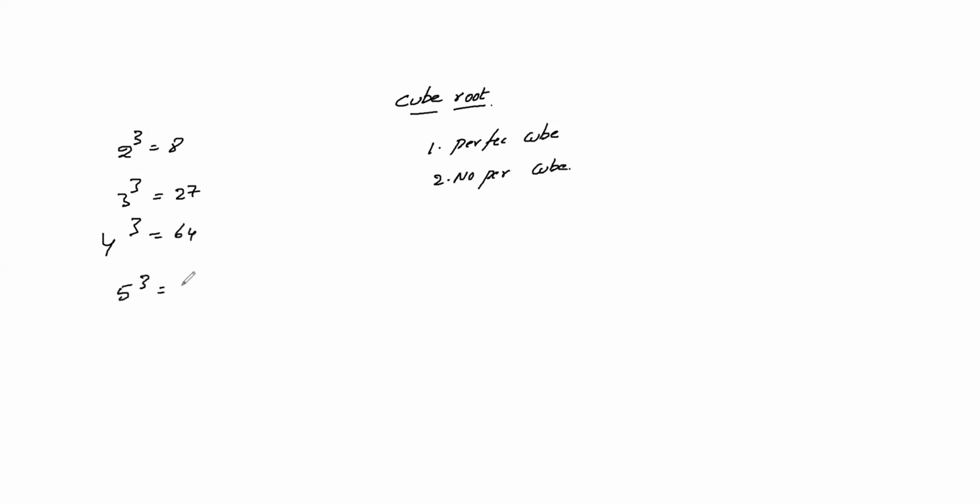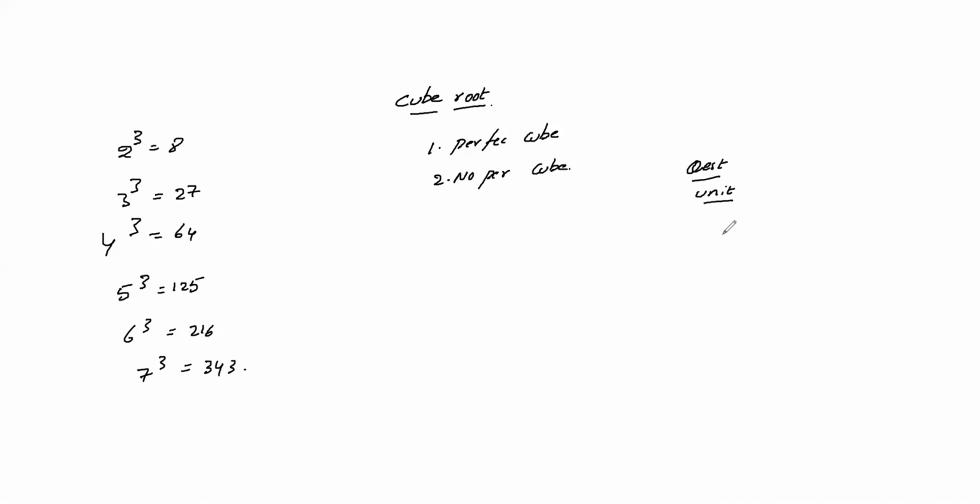And 5 cube is equal to 125. 6 cube is equal to 216. 7 cube is equal to 343. Just a few values. So these are your values. Now let's see the shortcut values. Already we discussed unit digit terms in the square roots, and similar to that, the question's unit digit and the answer's unit digit.